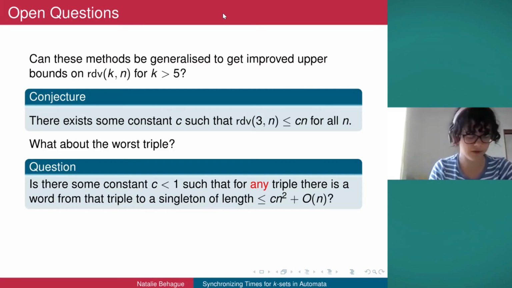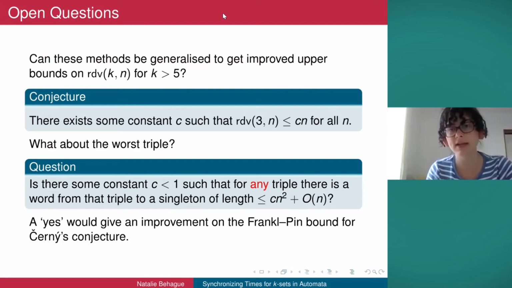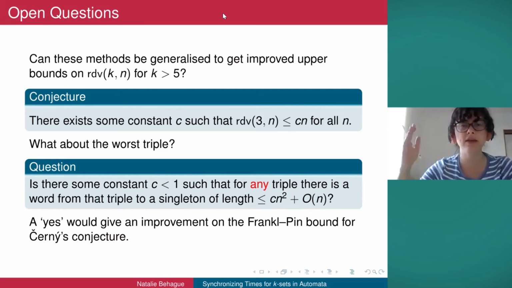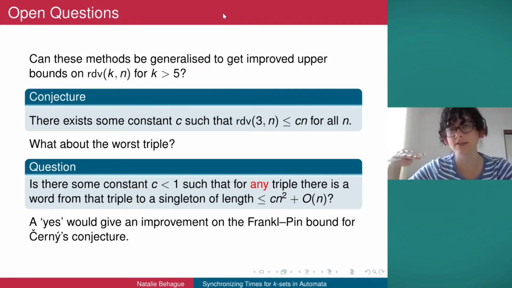So if you could find some c less than 1, such that for the worst triple, you can find a word from the triple to a singleton of length c n squared, then immediately you could do the same thing as the Frankel-Pin approach, but rather than one layer at a time, you're jumping 2 layers at a time, and the n cubed over 6 would improve to like c over 6 n cubed.